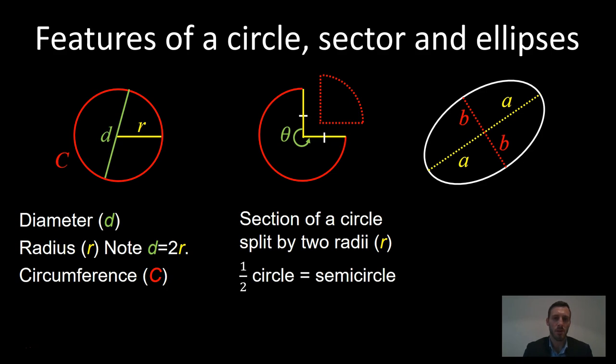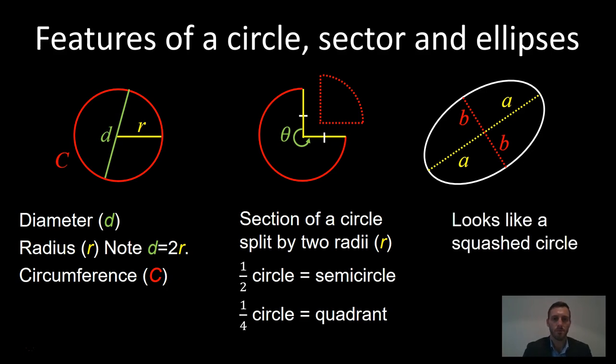Half a circle has a special name called a semicircle. A quarter of a circle also has a special name, a quadrant. An ellipse looks like a squashed circle. It has axes A and B. You notice that where A equals B, the ellipse is going to become a circle.